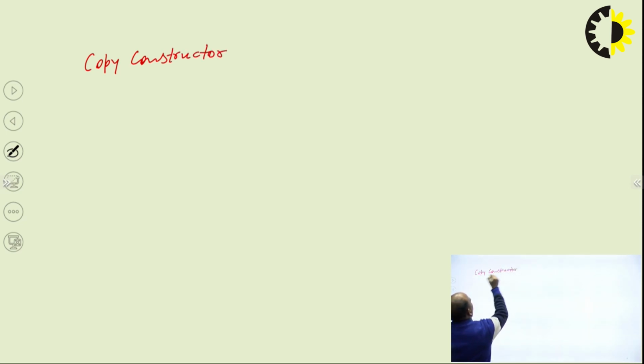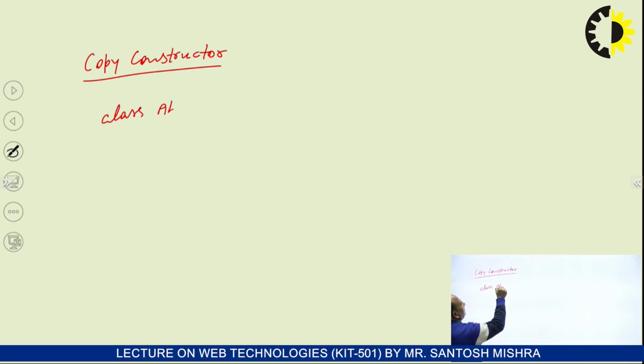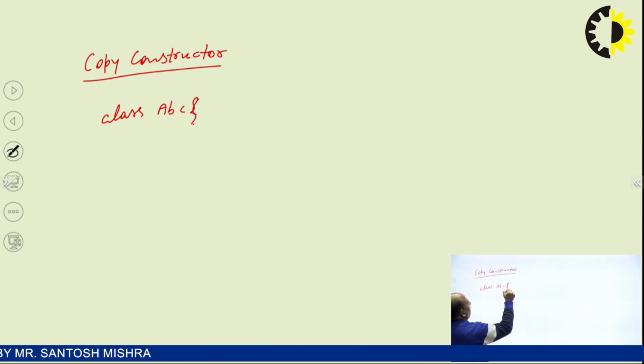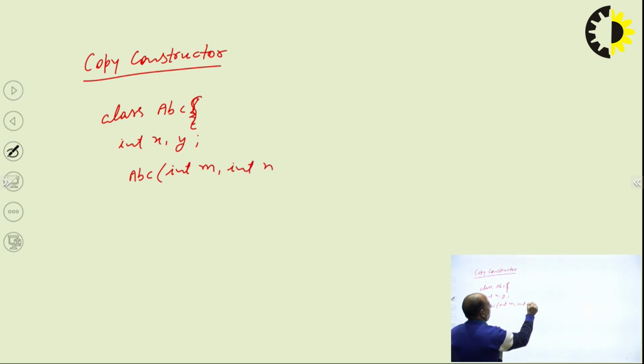This is the copy constructor. Let's say we have a class ABC. Here in this class there are variables x, y, and here there is a parameterized constructor that takes m and n of integer type, and here m is assigned to x and n is assigned to y.